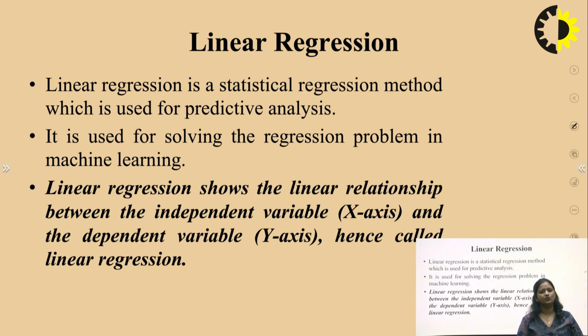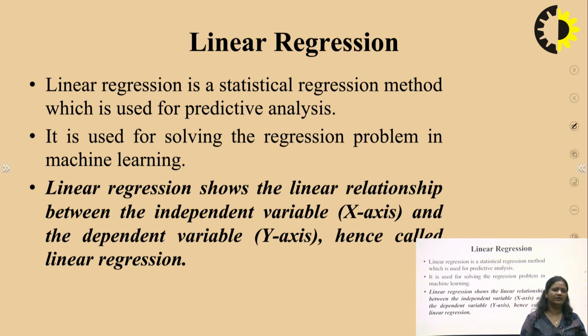Okay, now we come to linear regression. We have already understood regression. Now, what is linear regression? Linear regression is a statistical regression method which is used for predictive analysis. Regression is used for predicting a value based on current values. So it is used for predictive analysis. It is used for solving regression problems in machine learning.